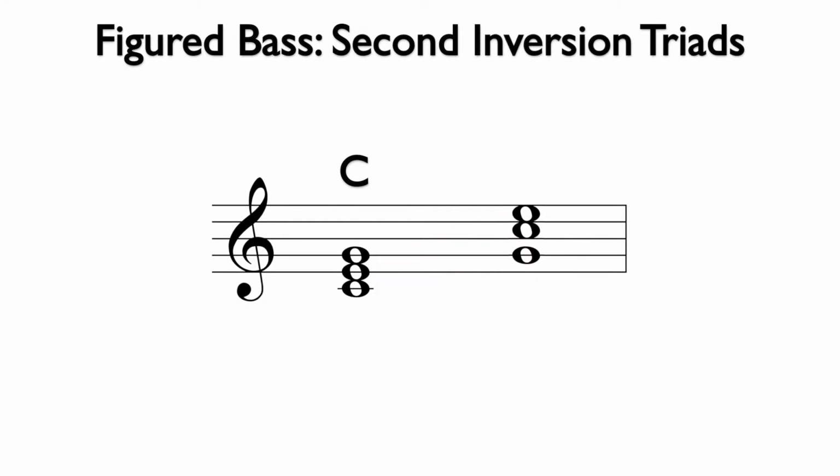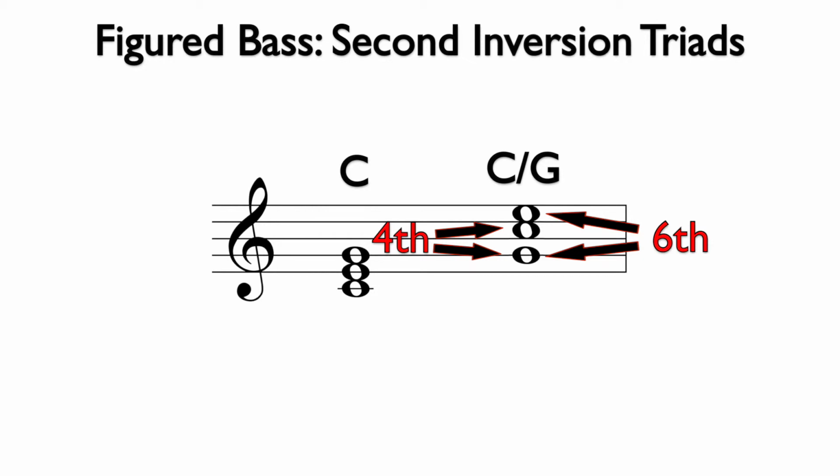The chord symbol is written as C for the notes of the chord, with a slash and G on the right side of the slash for the lowest note. Figure-based symbols indicate the intervals above the lowest note that are needed to complete the chord. From G to E is a sixth, and G to C is a fourth. Therefore, the figure for a second inversion triad is 6-4.